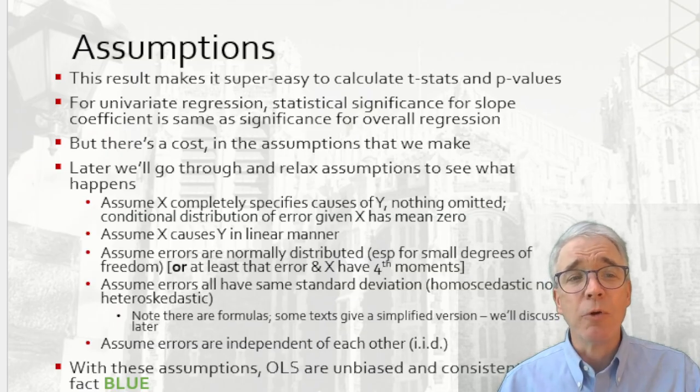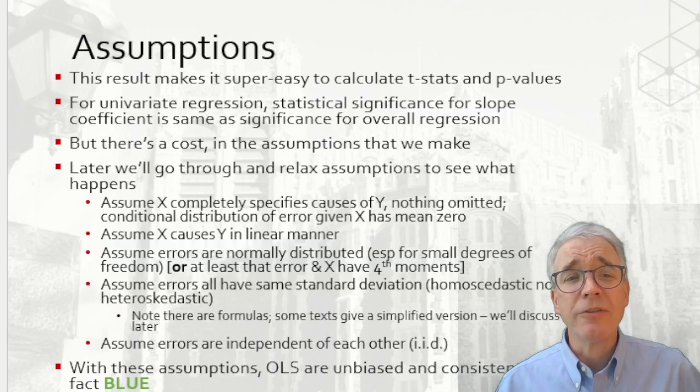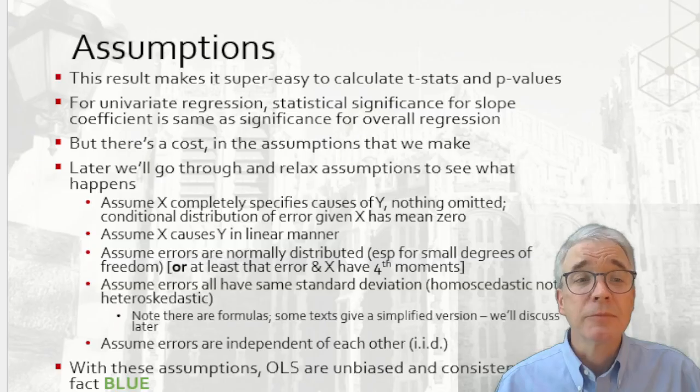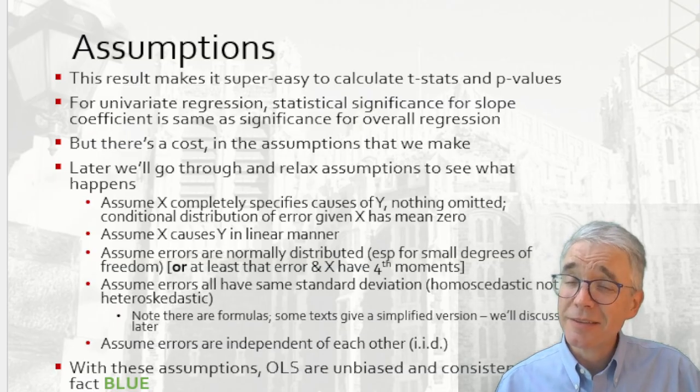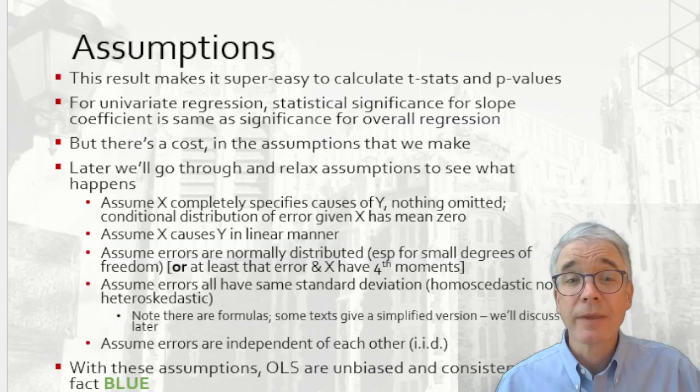Later, we're going to add in more x variables, and then that result drops off. But to get these more easy interpretations, there's inevitably some cost. The cost of this nice, easy result is we have to make some assumptions. The biggest, hugest, most crucial assumption is the first one, that X completely specifies the causes of Y. There's nothing omitted, nothing else going on. Y is determined by X and some completely random error, and there's nothing else there. That is a strong assumption. It's a big deal.